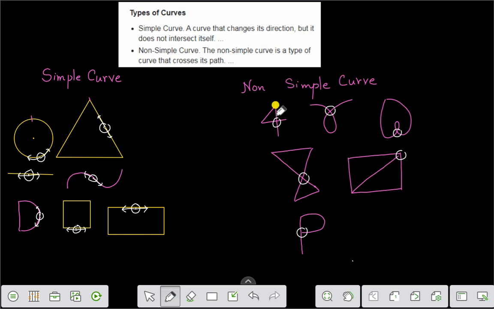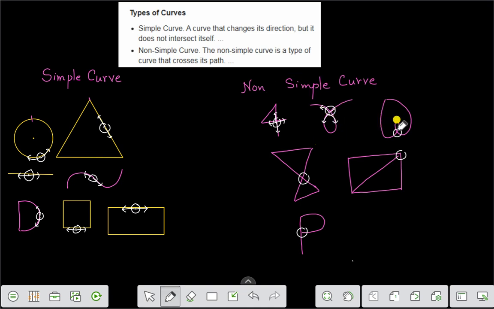Suppose you have taken this point here, right? Here you see there are four directions in which you can move. In this direction you can move, in this direction you can move, in this direction you can move, and also in this direction you can move. That means there are four directions in which it can move. That means it is a non-simple curve. Here you see there are four directions. Either you can move in this direction, or you can move in these directions. You can move in this direction, or you can move in these directions also. That means there are four directions in which you can move. That means these are non-simple curves.